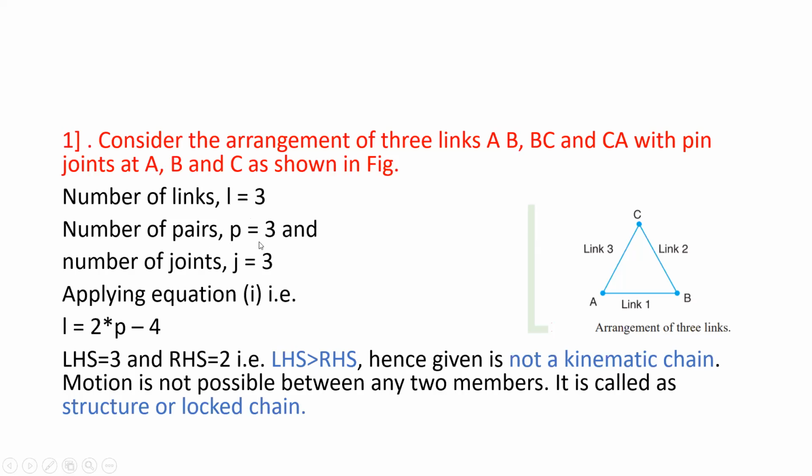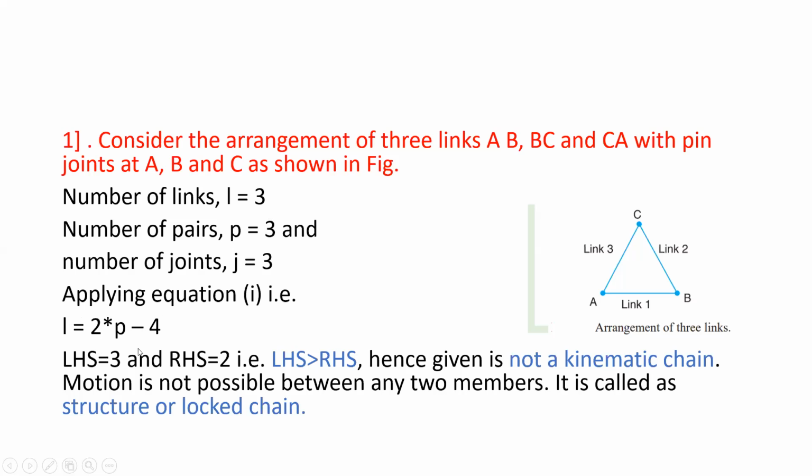Now number of pairs, say link 1 and 2, they are in contact with each other. So they make one pair, 1. Then link 2 and link 3, they form one pair. So 2 pairs. Then link 3 and link 1, they are also in contact at some point. So they form another pair. So in total there are 3 pairs. Okay. So now using this formula, L is equal to 2P minus 4. L is what? L is your 3 number of links.